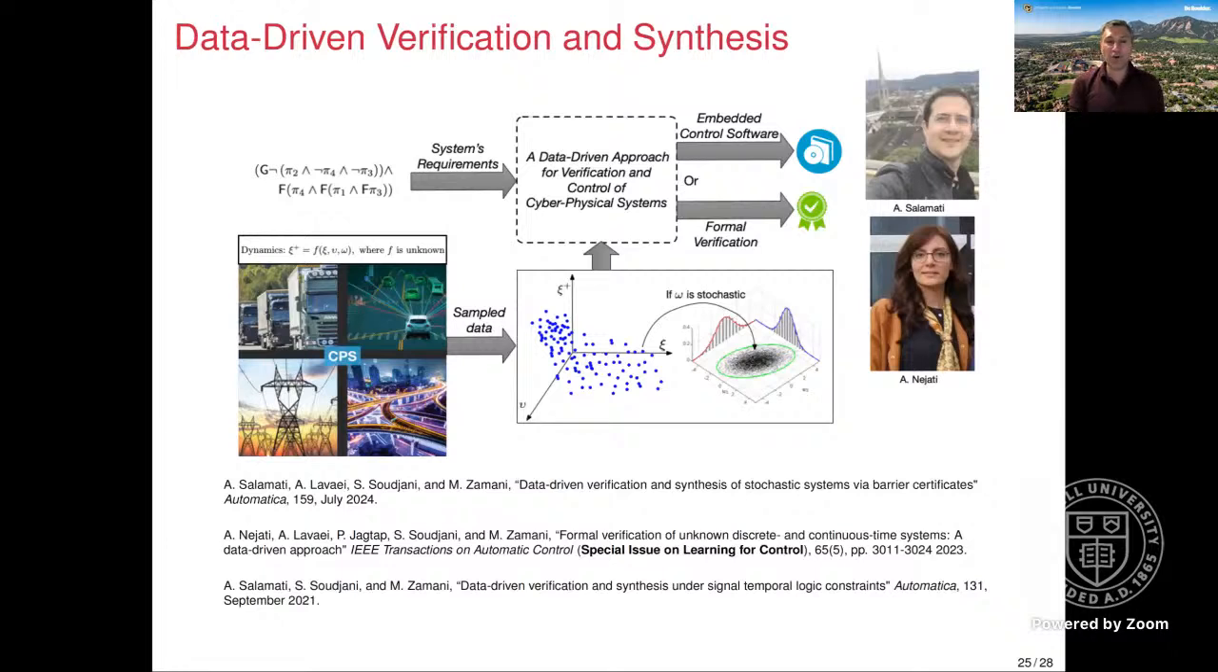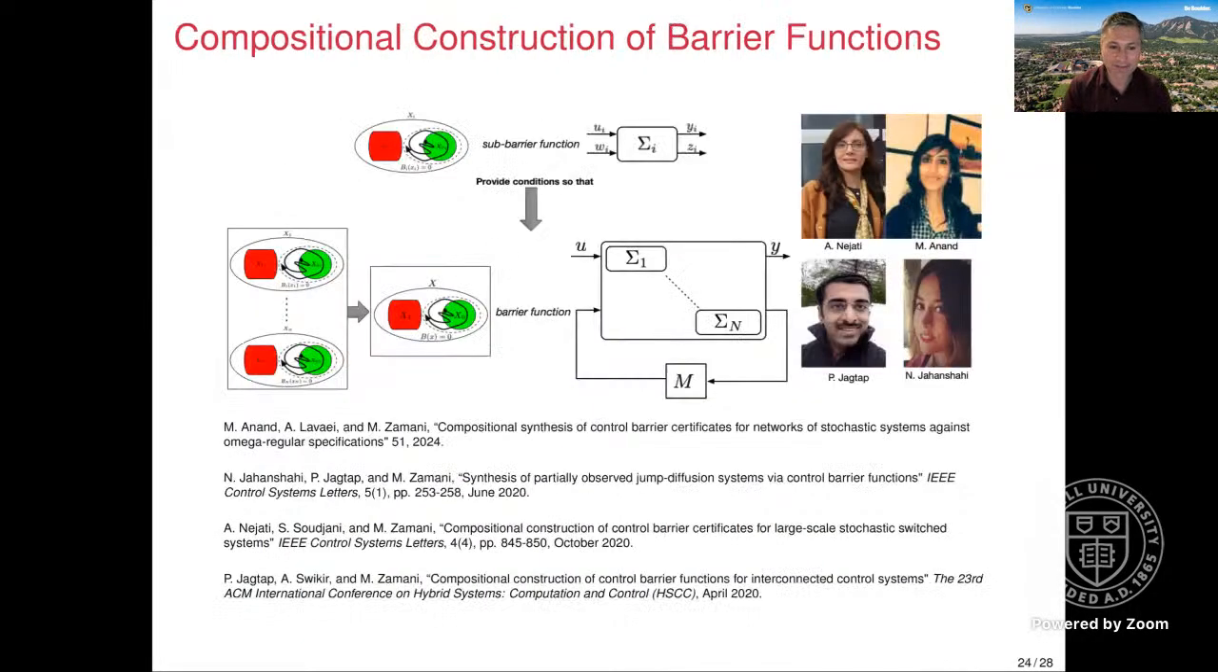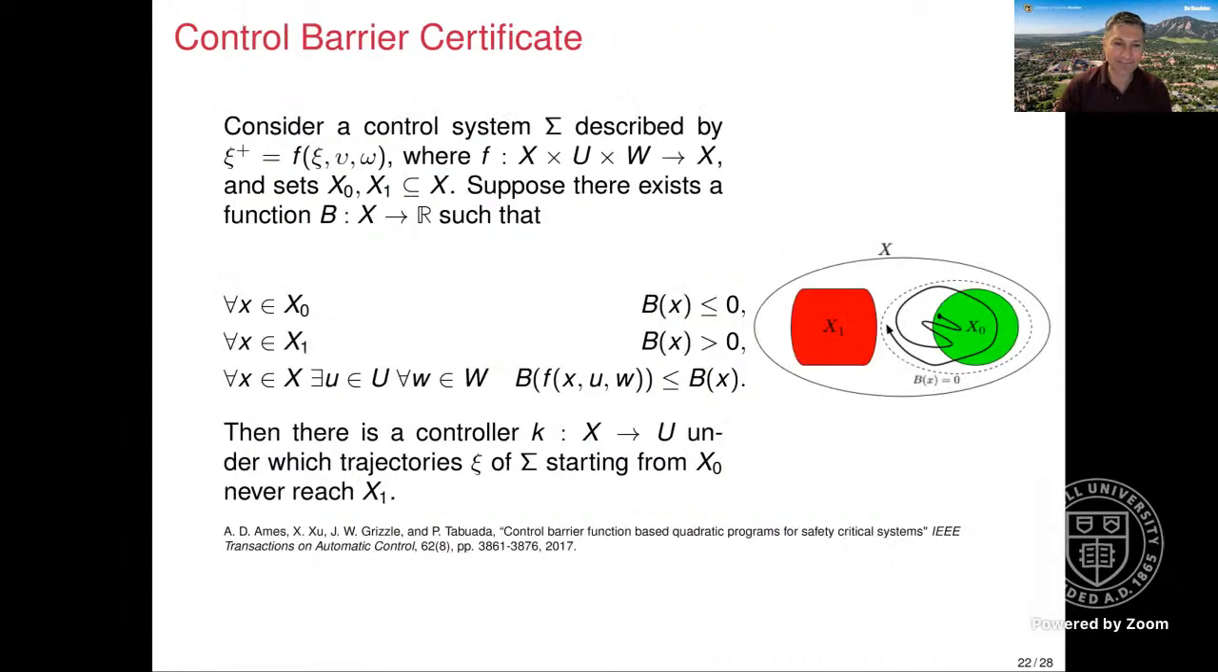Okay, so far everything I have explained assumes we do have a closed form mathematical model of the system. This map F is known. The question is, what if the map F is unknown? You have a black box model of your system.